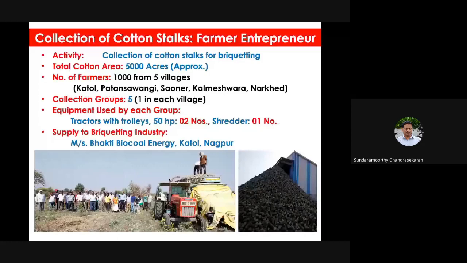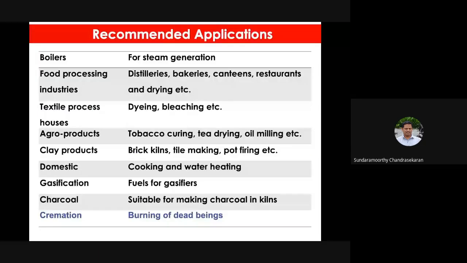And this gives the various places where briquettes and pellets can be used, like in boilers or in distilleries or bakeries, even in dyeing or bleaching plants, in the processing of agro products like tobacco curing, oil milling, wherever boilers are being used. So briquettes and pellets can be used as a source of energy.